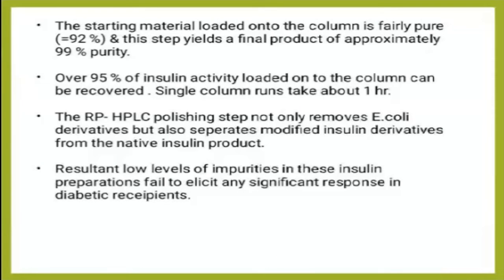The starting material loaded onto the column is fairly pure, that is 92%, and this step yields a final product of approximately 99% purity. Over 95% of the insulin activity loaded onto the column can be recovered. A single column run takes about 1 hour. The RP-HPLC polishing step not only removes E. coli derivatives but also separates modified insulin derivatives from the native insulin product.